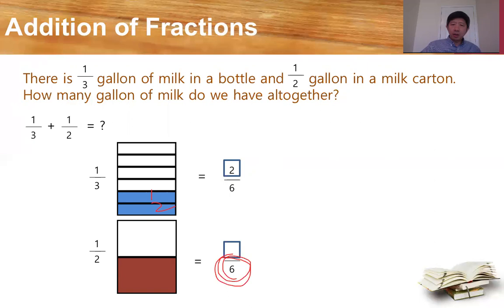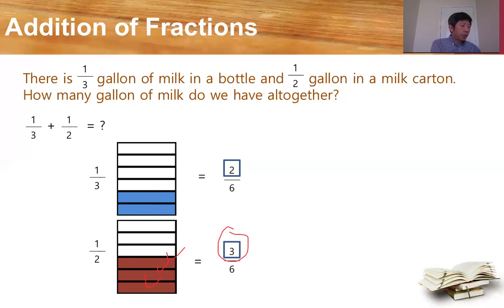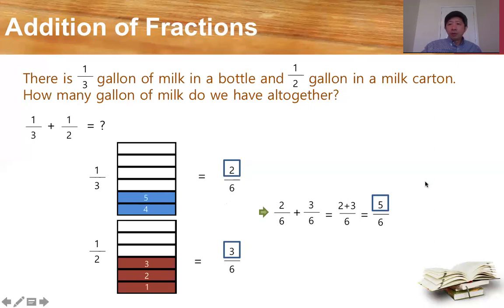Now here, you want to make it a 6. So how many on the bottom? How many on top? Bottom is 6, and then how many on the top? So we have 1, 2, 3. So 3/6, right? So now we have the same common denominator. Then we can add together. So therefore, we got 2 plus 3, which is equal 5. All right. So 5/6. So the answer is 5/6. Okay.